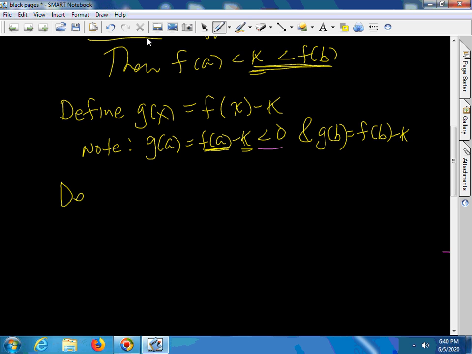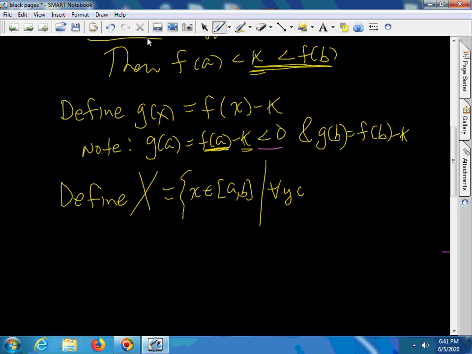So I am going to define a set. I'm going to define X to equal the set of all little x's in the closed interval AB such that it has the following properties. For all y in the interval from A to x, g of y is less than or equal to 0.